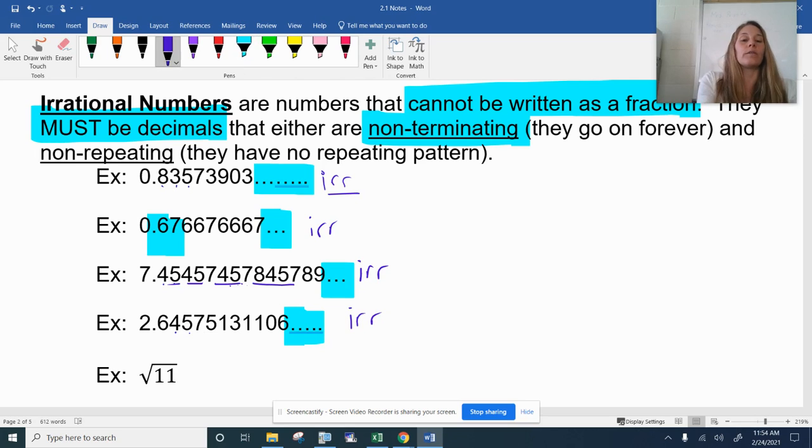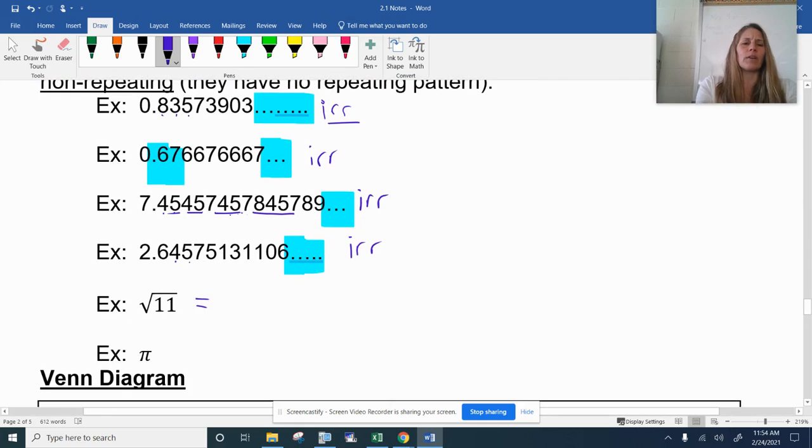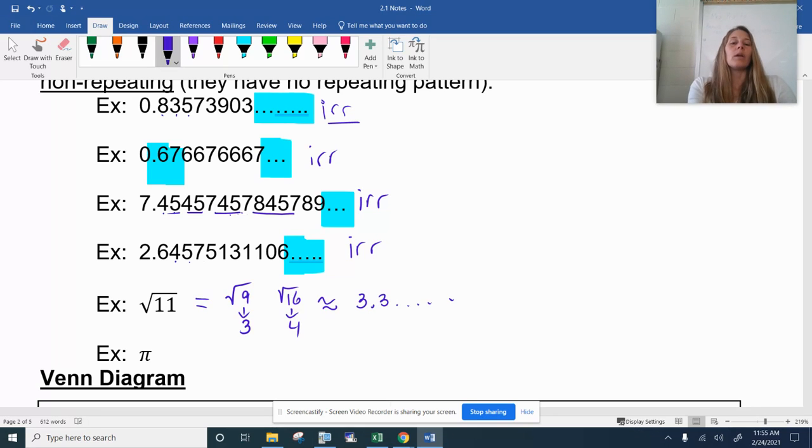And then square root of 11. Okay, so if it's not a perfect square, it's going to be irrational. Remember we did that on the first page. Let's say you don't have a calculator to figure this one out. Well, you know the square root of 9 is 3, and the square root of 16 is 4. So this is probably going to be like 3 point something, right? Either way, as long as it's not a perfect square, you know it's going to be irrational.